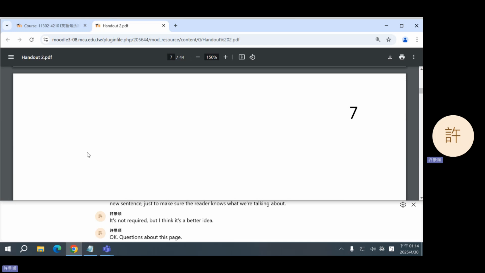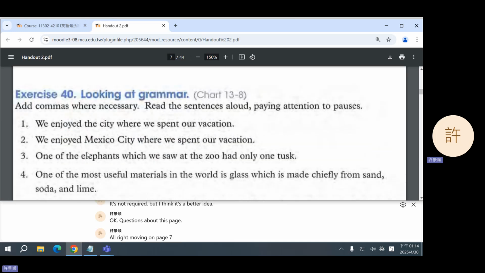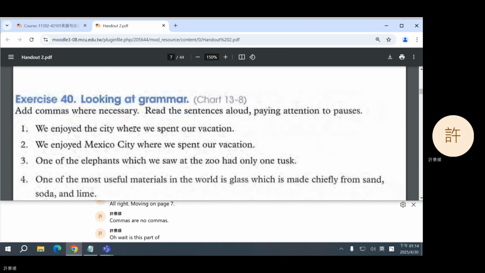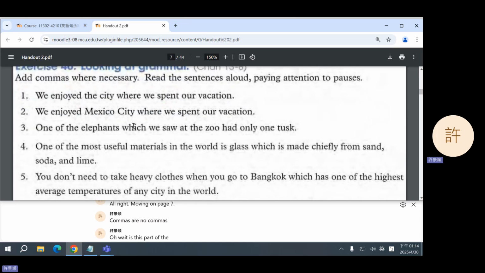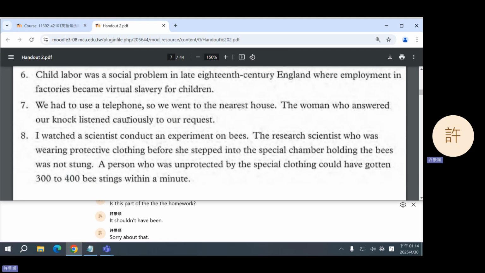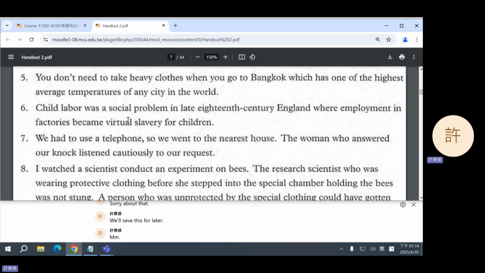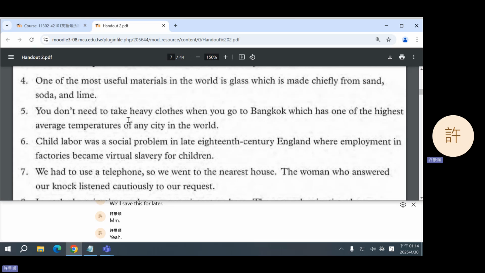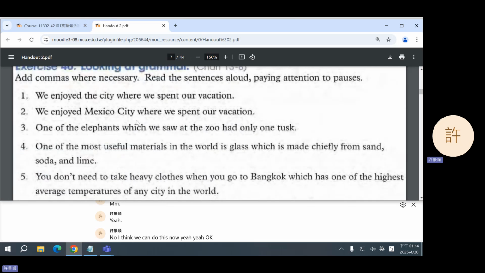All right, moving on, page 7. Commas or no commas? Oh, wait, is this part of the homework? It shouldn't have been. Sorry about that. We'll save this for later. Hmm? Yeah. No, I think we can do this now. Yeah, yeah.